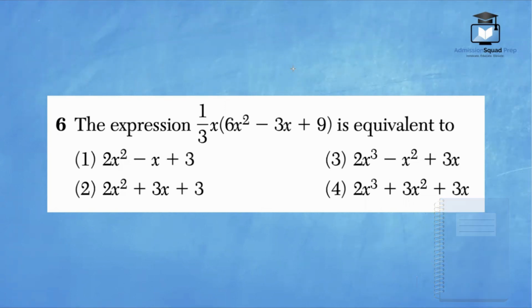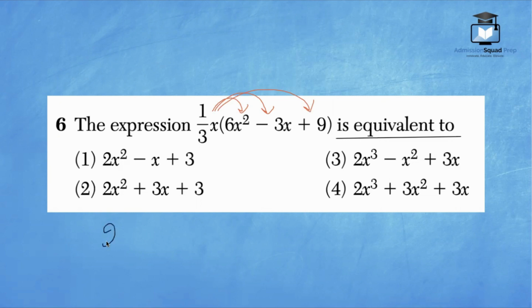Number 6, the expression 1/3 x times 6x squared minus 3x plus 9 is equivalent to. In this case, we don't need to factor, but we do need to perform the distributive property to find an equivalent expression. Let's get started. When we distribute 1/3 x to each of the terms in the parentheses, let's see what we have.